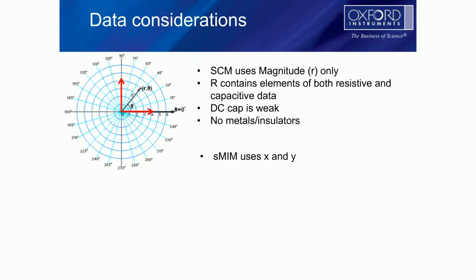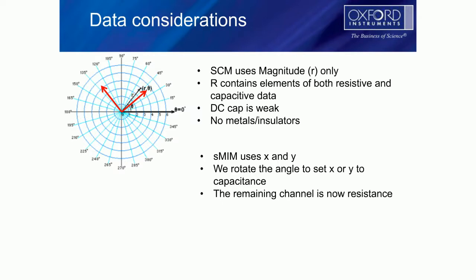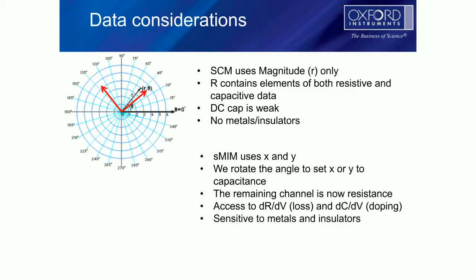With this newer technique, we're actually looking at the X and Y output. We can then shift that output so that we match on a purely capacitive sample one of those two outputs to the capacitance. That means the other one must be resistance, right? And it also means when we modulate that we can look at dR/dV and dC/dV separately, right? And so that would be like microwave loss and then doping, whether it's the magnitude of the doping or the type of doping. And then on top of that, we are sensitive to metals and insulators. I did a composite metal where I got some real nice results seeing the different conductivities.